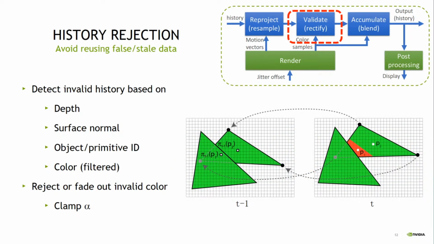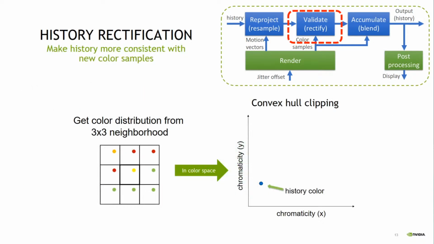An obvious way to avoid reusing invalid or stale data is rejection. We can detect invalid history based on some heuristics, such as testing whether depth, surface normal, object and primitive ID, or color matches between the 2 frames. These metrics are not always reliable, but they can be good hints in many cases. Depending on how confident we think the history is wrong, we can then either reject or fade out the invalid color by setting alpha to 1 or something close to 1. In practice, history rejection can be either tricky to implement or not robust enough.